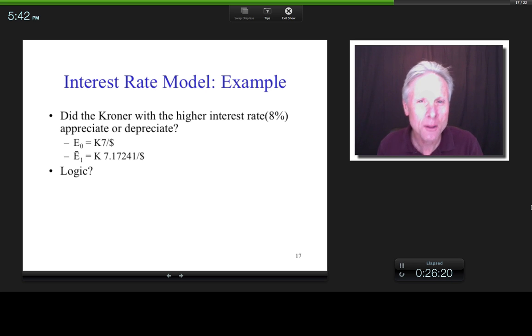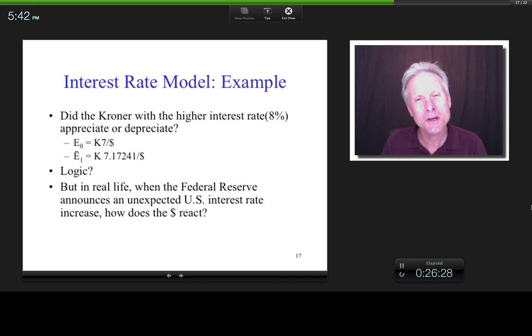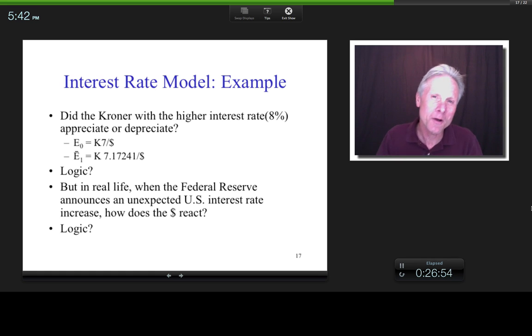Okay, but here's another one. Now we're going to violate some of the assumptions of this model. In real life, when the Federal Reserve in the US announces an unexpected US interest rate increase, how does the dollar react? Now we have the interest rate going up in the US. How does the dollar react? It turns out it strengthens, which is kind of the opposite of what we've said with the interest rate model, right? Because the krona with a higher interest rate was expected to depreciate. But if the Fed announces, we're going to raise interest rates by 0.5% or whatever it is, the dollar actually strengthens on the announcement. I'm not talking about the long-term impact, I'm talking about the announcement impact. So why?